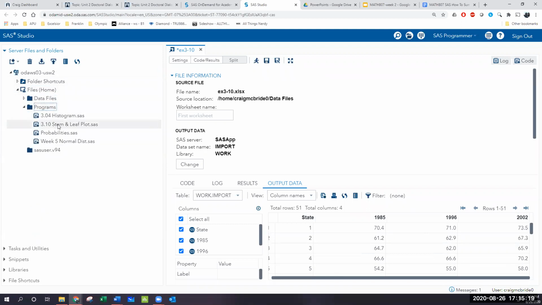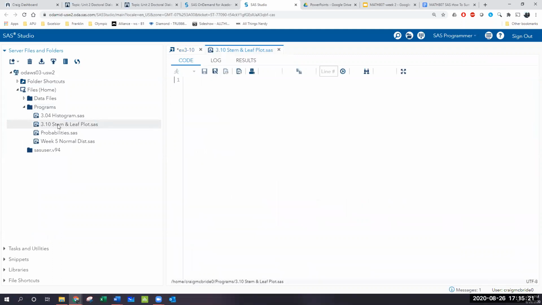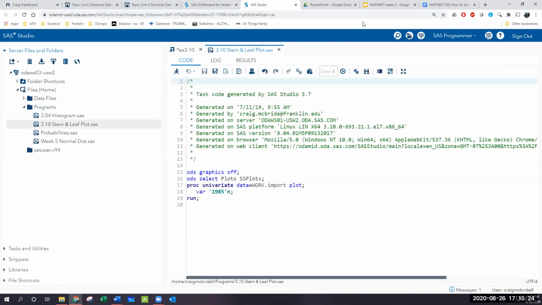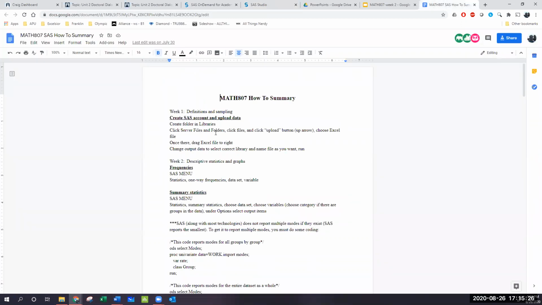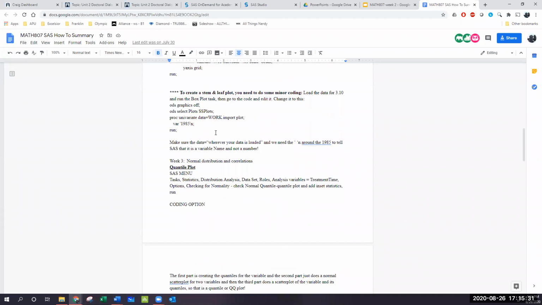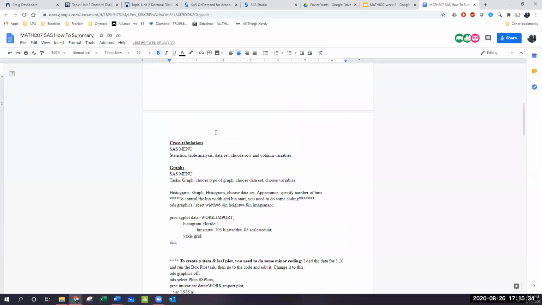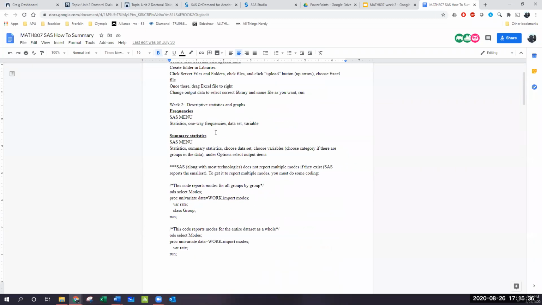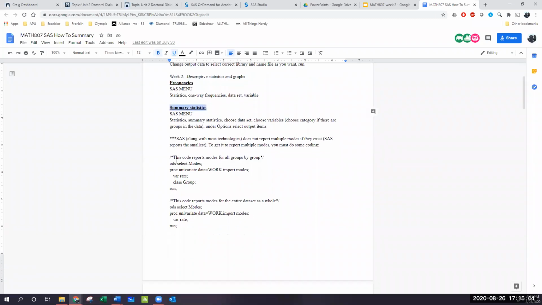I already have that program saved. But if you obviously don't, go to the how-to Word doc out of our Google Drive and scroll down to week 2, which starts here. So this is how you can get frequencies, this is how you get summary stats. This is the code that you need to use in order to find multiple modes, because there are multiple modes on the question in the homework, where it asks you to find the modes of those 3 sets.